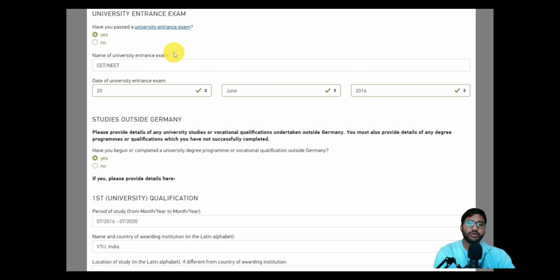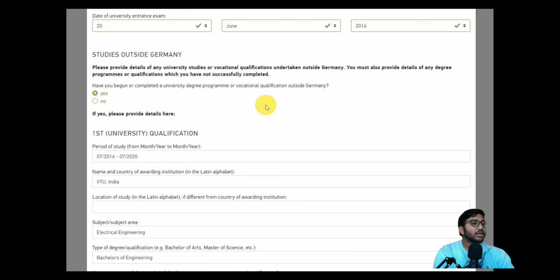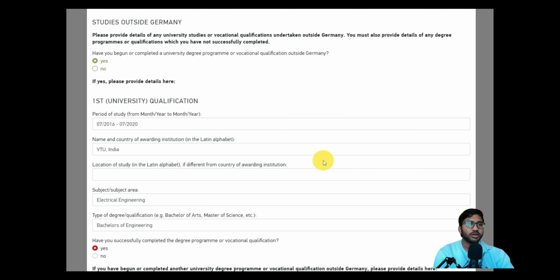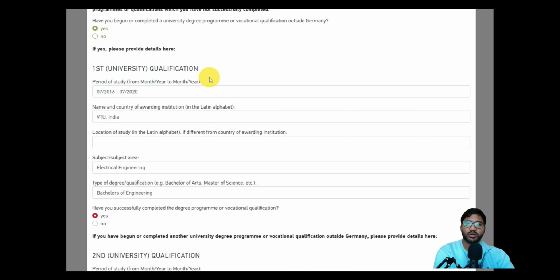So after the university entrance examination, where would you have landed? You landed in a bachelor degree course or some particular course, for example BCA or any other engineering related course, that is done outside Germany. Yes, that is correct. Then here you have to fill in your bachelor degree details. That's what you need to do in your first university qualification. So the period of study will be 2016 to 2020, which is mine, for 4 years, and I have not taken any extra semesters. That's why it was completed in 4 years.